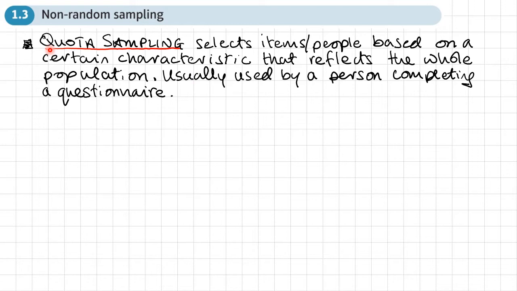Now it may be that the person doesn't know if they fit a certain characteristic until they start questioning them. So for example, it may be that they need to find a quota of, let's say, 20 people who drive a certain type of car. Well, they're not going to know that if they're just stopping people in the street, so they will start to question them. If they find they drive that certain type of car, they will carry on questioning them. If not, they will let them go, move on to the next person that they can stop.